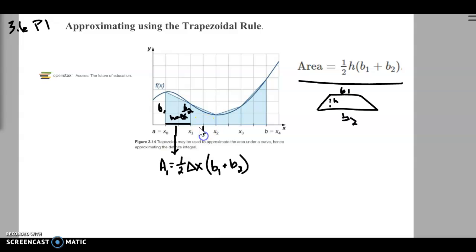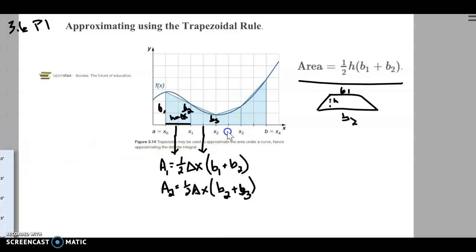Then for our next one, let's leave b sub 2 here. Let's call our next height b sub 3. So we would have a sub 2 is equal to 1/2 delta x times b sub 2 plus b sub 3. Okay, and that would be a sub 2, the area of our second interval.